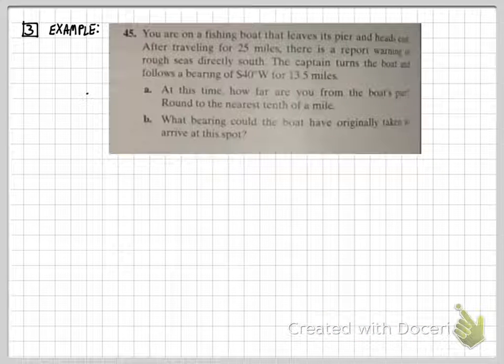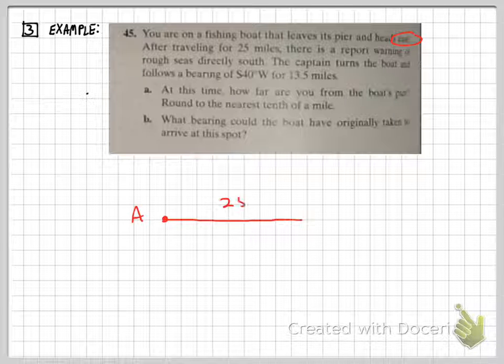Alright, here's another example. Again, the picture is key, so it might take a little time to come up with a picture for this. You are on a fishing boat that leaves its pier and heads east, and you're going to do that for 25 miles. So I'm going to start off here at point A and go straight east for 25 miles.